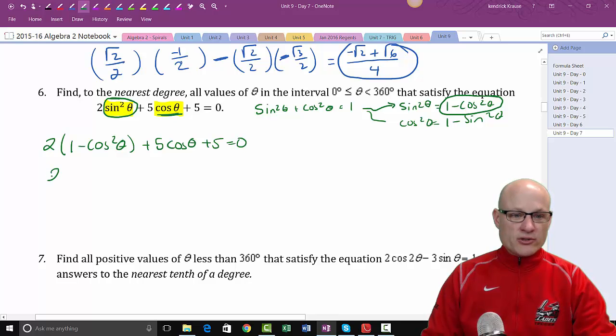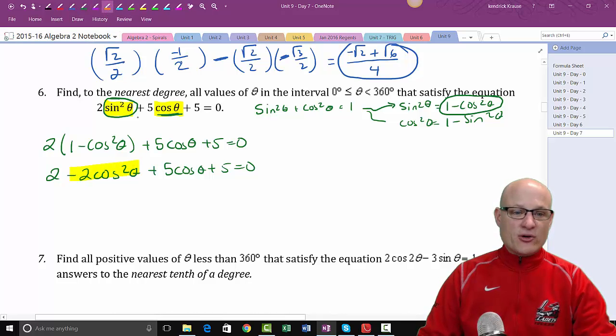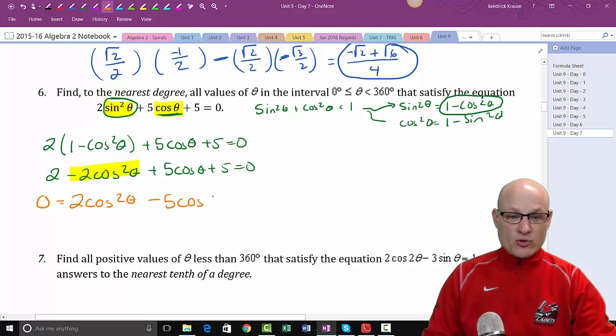Now we're going to distribute, so you get 2 minus 2 cosine squared theta plus 5 cosine theta plus 5 equals 0. Now because my cosine squared is negative, everything has to go to the right side. So 0 equals positive 2 cosine squared theta minus 5 cosine theta. Of course, you can show this work if you want. I choose not to. 5 and 2 make 7. Bring it over to the other side, it's minus 7. So now I'm going to factor it.